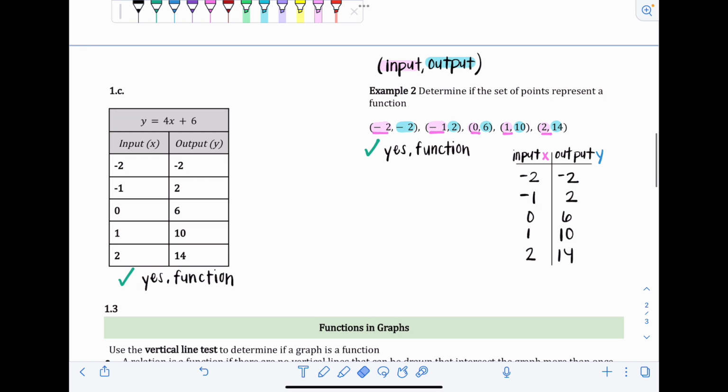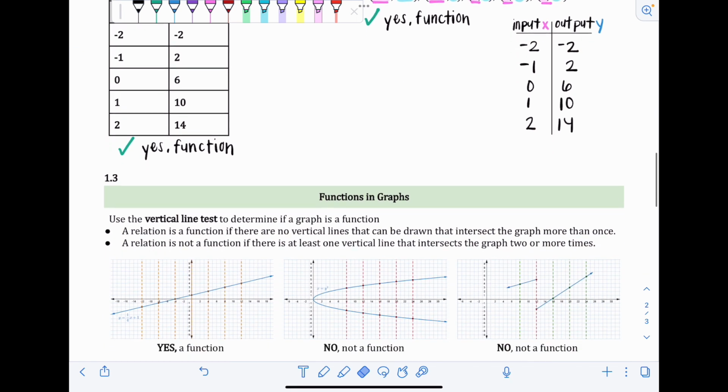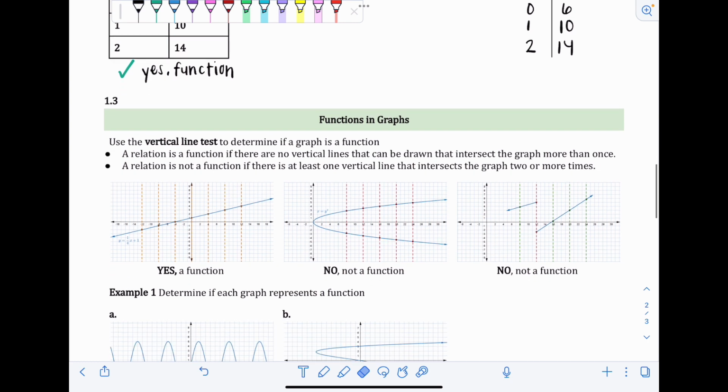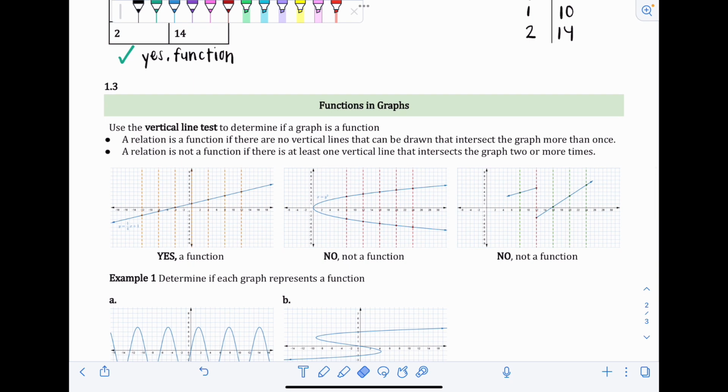Okay, so 1.3 is functions and graphs, which a lot of times when we see graphs, it's like, oh, terrible. But deciding if a graph is a function can actually be kind of fun. In order to determine if a graph is a function or not, you use something called the vertical line test. The first bullet point says a relation is a function if there are no vertical lines that can be drawn that intersect the graph more than once. And the second bullet point, a relation is not a function if there is at least one vertical line that intersects the graph two or more times.